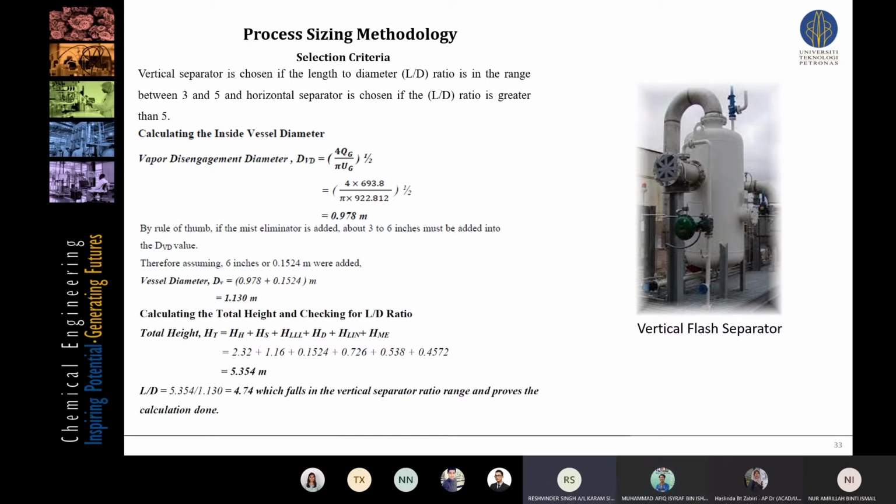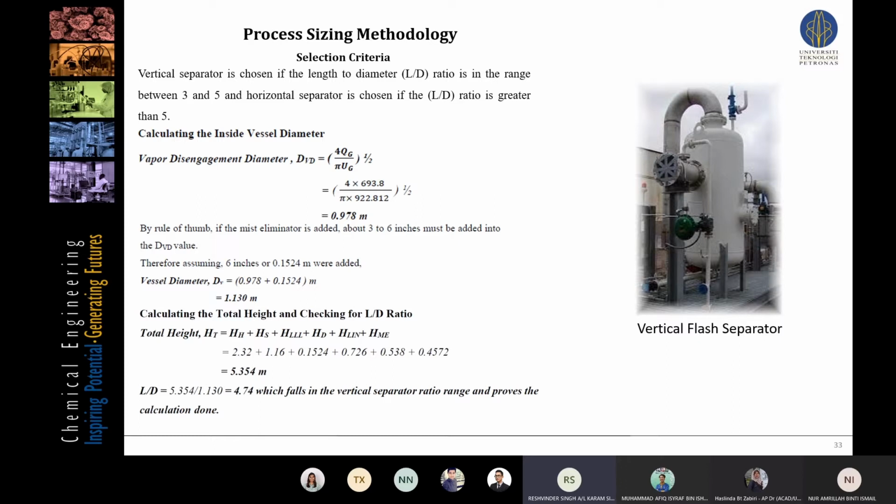Okay. So basically, as you can see here, the vapor disengagement diameter, or the diameter of the vessel, is about 0.978 meters, and the mist eliminator or demister pad was added. Therefore, 6 inches was added to the vessel, which made the total vessel diameter about 1.130 meters. According to the process sizing methodology just now, all the heights were added in order to get the total height, which was about 5.354 meters.